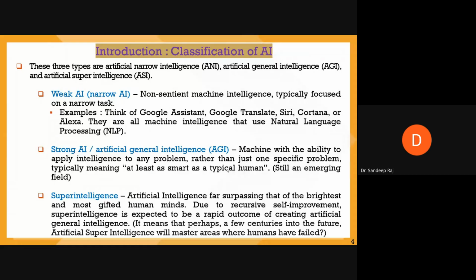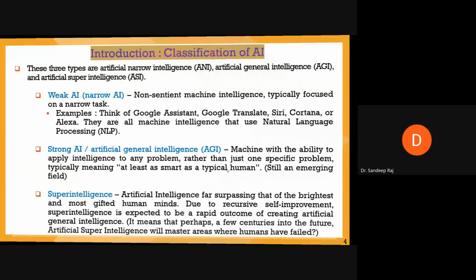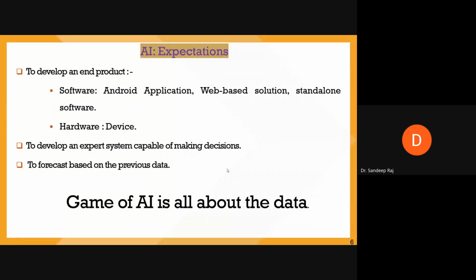In the domain of strong AI, or artificial general intelligence, a machine has the ability to apply intelligence to any problem rather than one specific problem. And super intelligence is artificial intelligence far surpassing that of the brightest and most gifted human being. Due to recursive self-improvement, it is expected to be a rapid outcome of creating artificial general intelligence. It means that perhaps after a few centuries we can have a machine capable of doing more than a human.